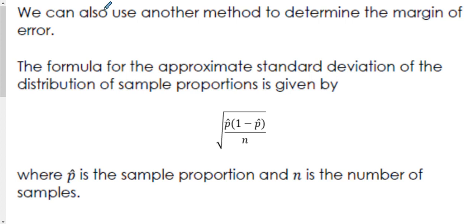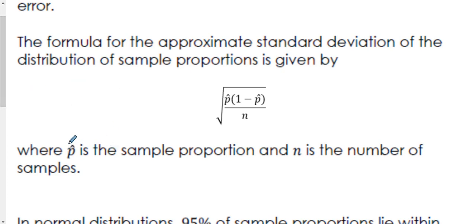Okay, so there's another method we can use to determine margin of error as well, all right? So sometimes we don't have that data that was shown to us. So it says the formula for the approximate standard deviation of the distribution of sample proportions is given by this. So what this formula is going to do is it's going to find the standard deviation using some information that's given to us, as far as percentages go.